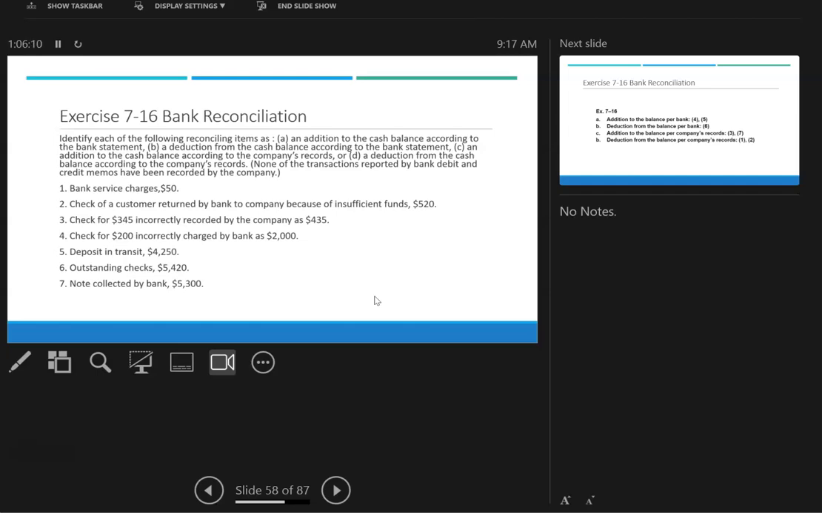Check for $345 incorrectly recorded by the company as $435. What happened there? Didn't we screw up at the company? We said the check was $435, but when it went through the bank, it was actually shown as $345. Isn't that an error on the company we need to fix on the company side? And wouldn't that be we need to add some money to the company because we showed it to be $435 when in fact it was only $345, a check? Yes?